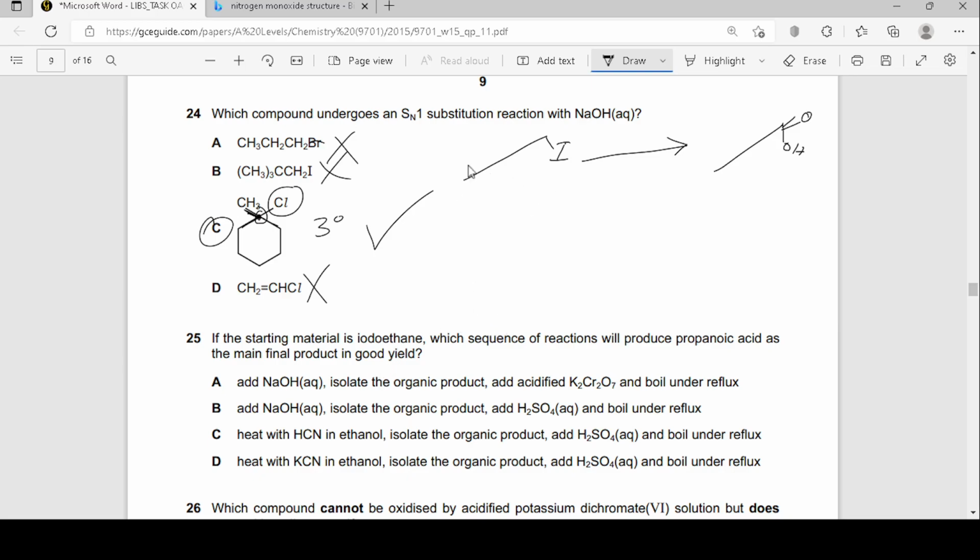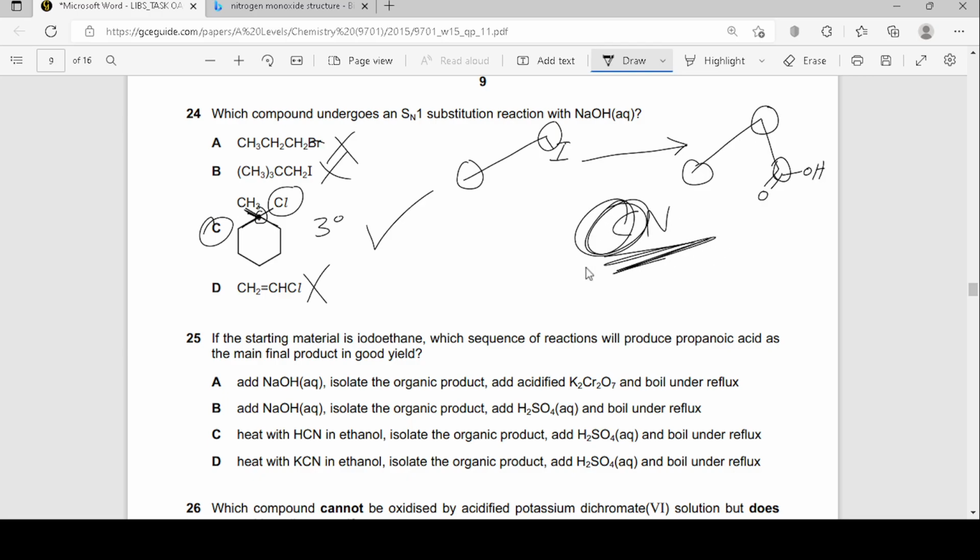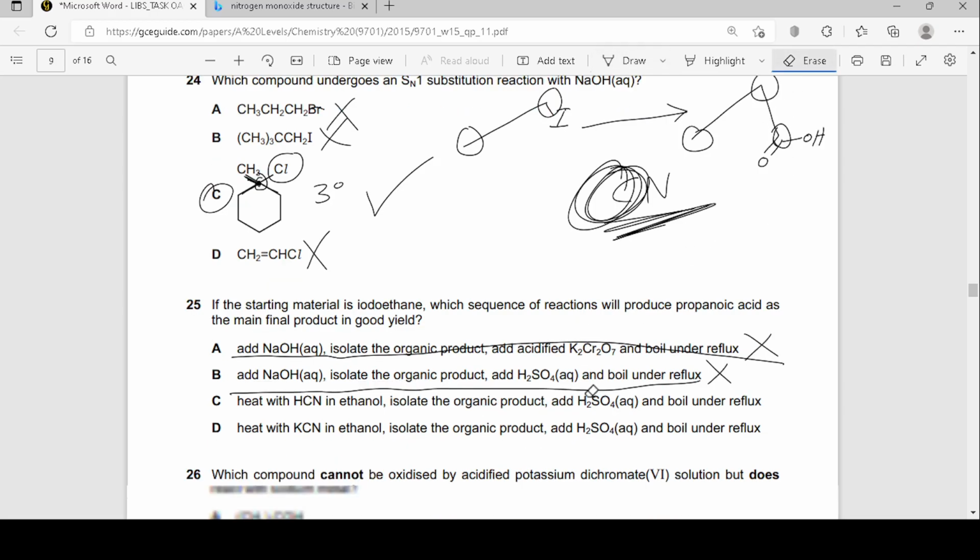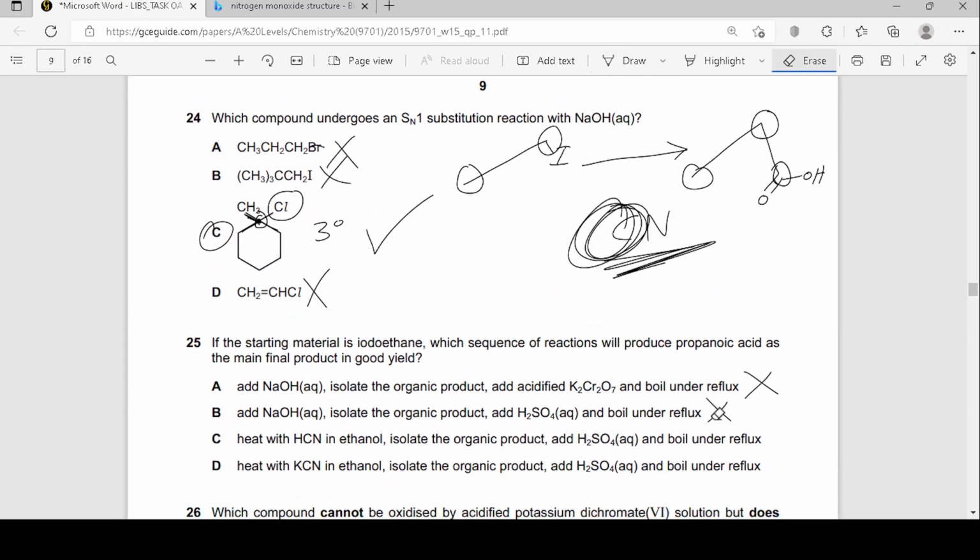So iodoethane has 2 carbon atoms, and propanoic acid, so this should be how you draw it actually, right? So you have 3 carbon atoms in propanoic acid, which means you need to add CN, because CN is the one that adds carbon, right? So if I add NaOH, acid, then blah blah blah, that's immediately wrong. You don't have any mention of CN, that's already out. Now these 2 have mention of CN, so I'm keeping them.